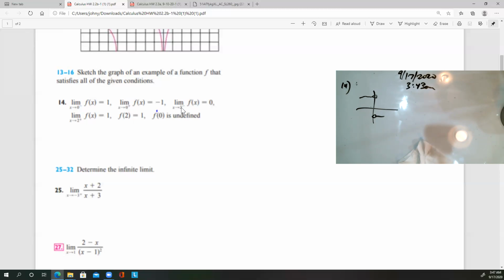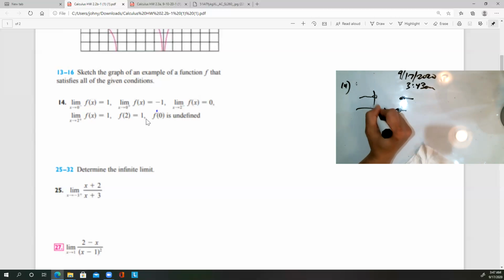Approaches 2 from the left, and my y value is 0. So that's 2 right there. My y value is 0. So I'm going to connect the dots here. 2 from the right, my y value is 1. My output is 1. So something like that. F of 2 equals 1. At x equals 2, my y value is 1. I'm going to plug up that hole.